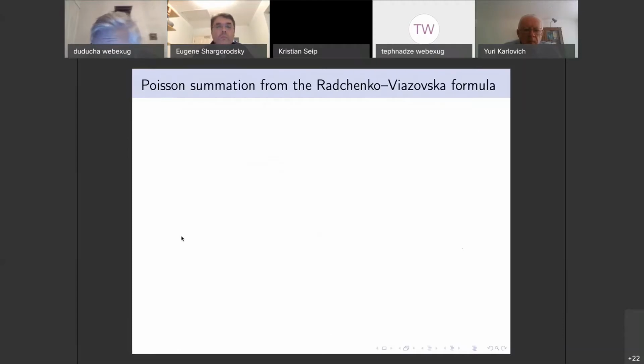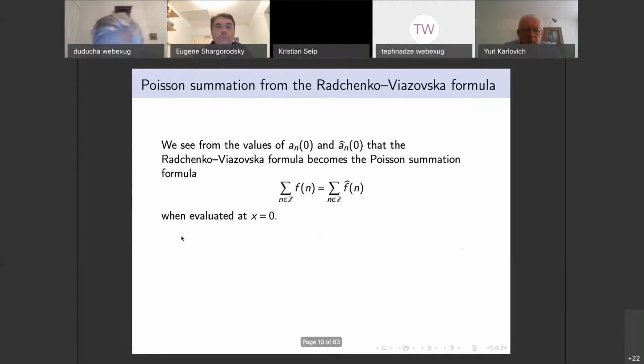It really says that the Poisson summation formula in some sense sits inside of this formula, because if we now look at point evaluation at x, so we plug in the value x equals 0, then what comes out of the formula is the Poisson summation formula. So this in some sense explains why we have this special situation with the values at 0.